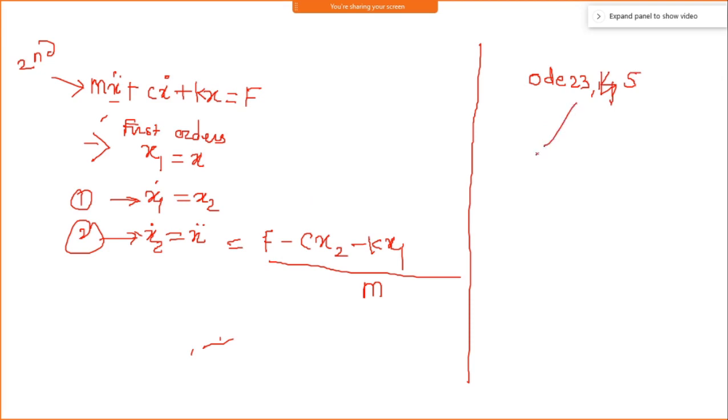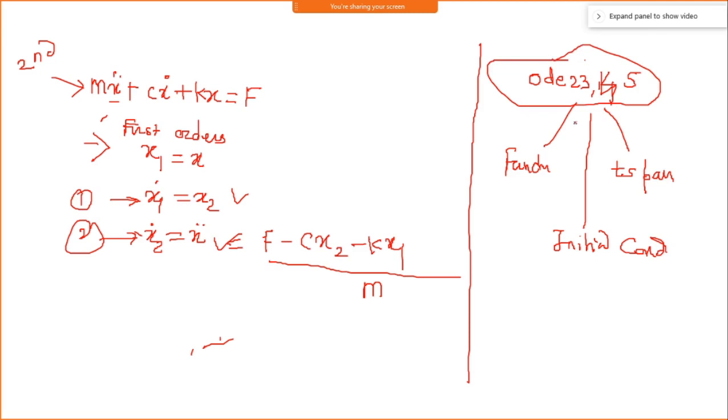So what is to be done? I need to create a function, and these two equations are nothing but a function. Then I need to supply its time, how much time I'm going to solve it for. And third, I need to provide an initial condition also. If I supply all this, the ODE solver function will return an output.